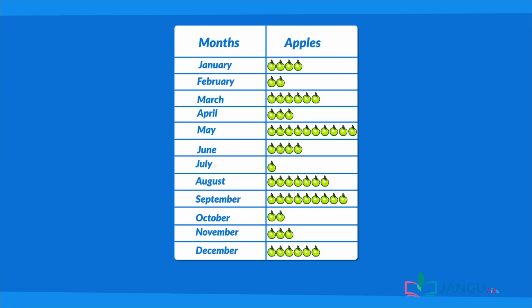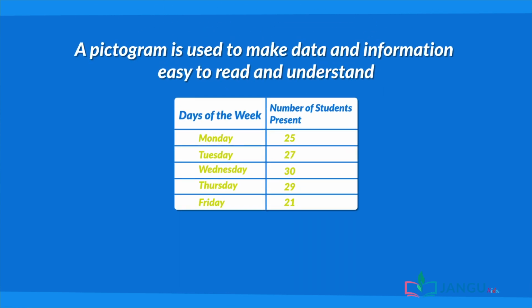The chart on the screen shows the number of apples Mr. Michael has sold from January to December. This represents 10 apples. In January, Mr. Michael sold 40 apples and sold 100 apples in May. A pictogram is used to make the data and information easy to read and understand.